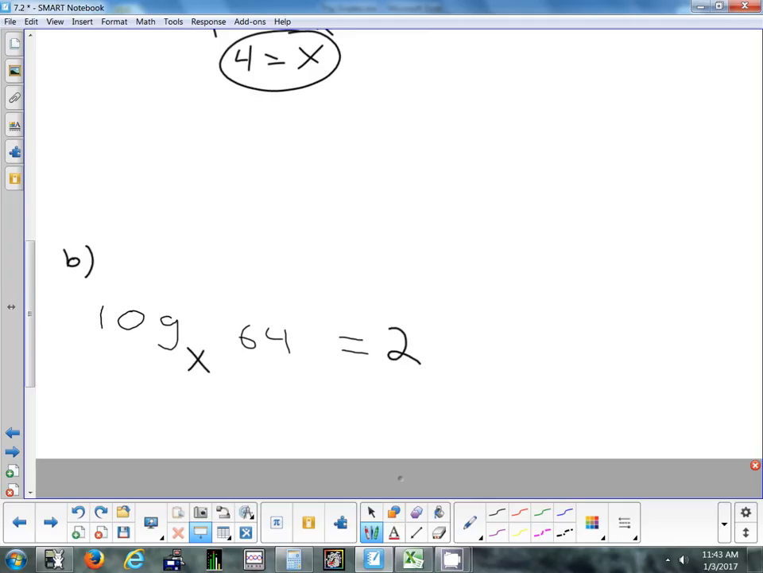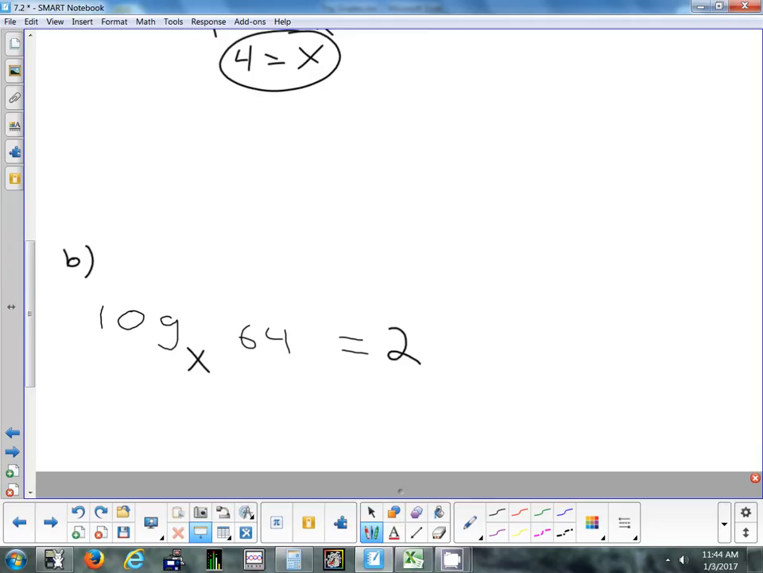So Kate, what was the first thing I did in the example we just did? You changed it. Yeah, I changed it. So I'm going to do that here. I'm going to change it. Can you tell me what I get when I change this? x squared equals 64. Yeah. We get x squared equals 64.